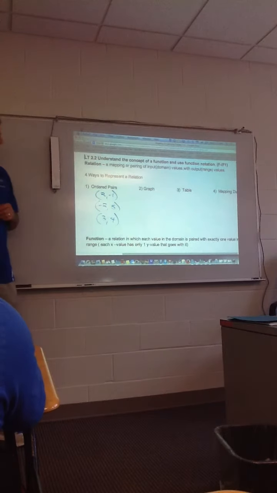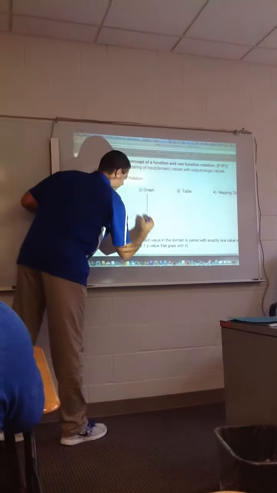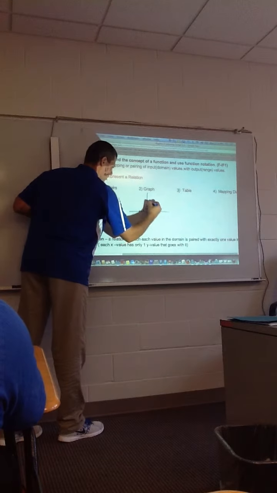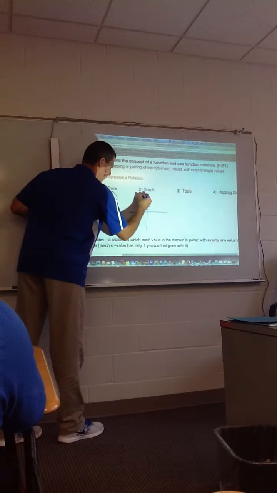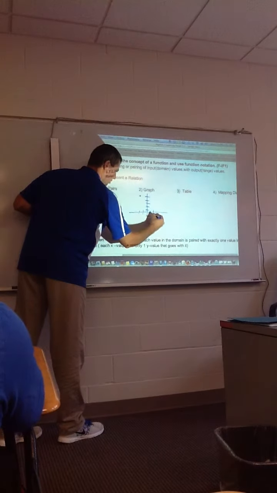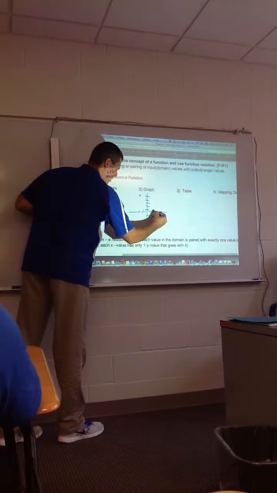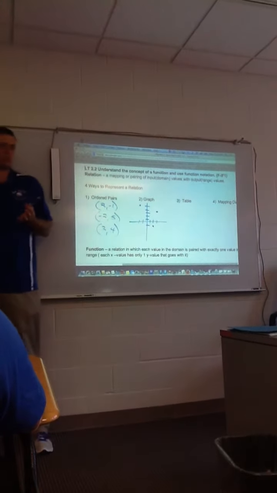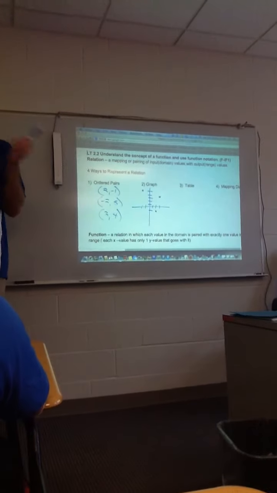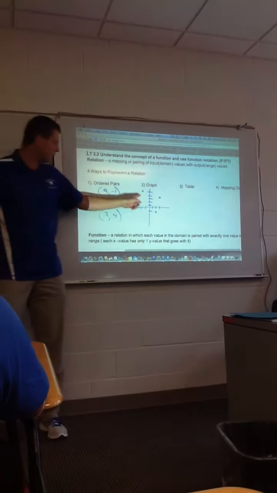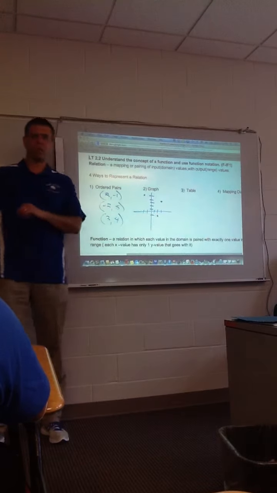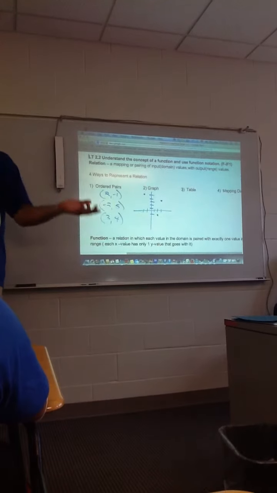It could also be represented on a graph. On a graph, all it is going to be is a bunch of coordinates plotted: (-2, 5), (2, -1), (3, 4). That's also a relation. It's got some x values paired with y values. Here's an x value paired with a y value. There's an x value paired with a y value, or domain value paired with a range value.